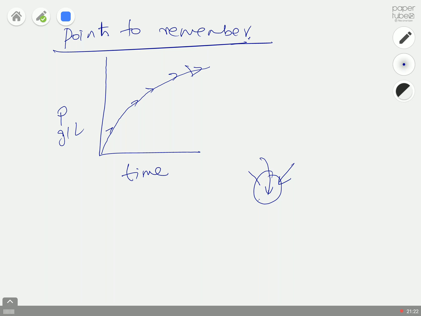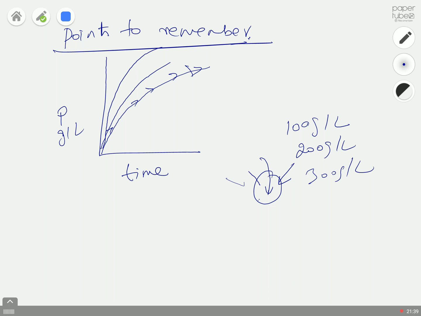If you start from, say, 100 grams per liter of your substrate, or 200 grams per liter, or 300 grams per liter, this kinetics will alter depending on your initial substrate concentration. And if at time t equal to 0 you added 1 gram of enzyme, or if you start another experiment by adding 2 grams of enzyme, your enzyme concentration will also alter the kinetics which you are observing here.